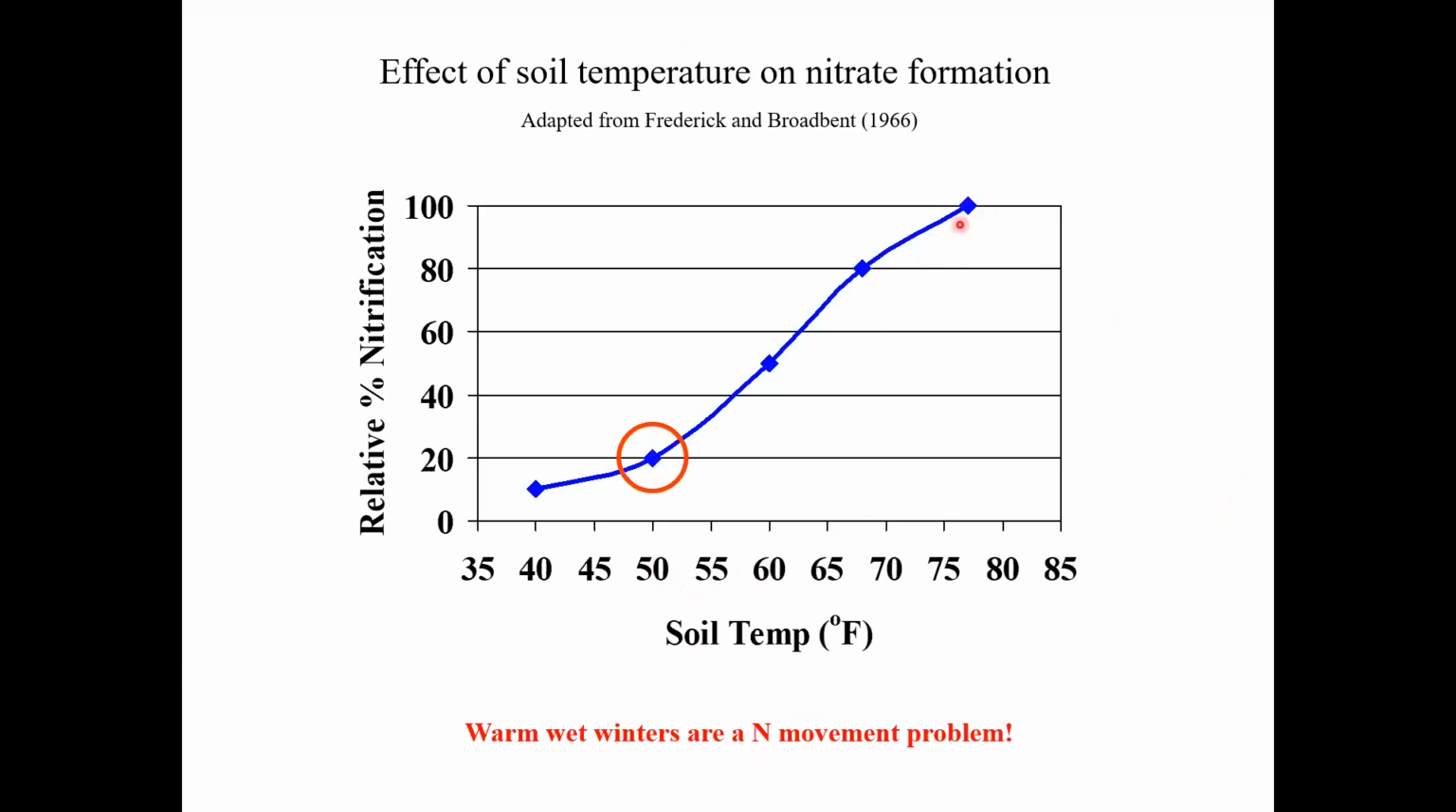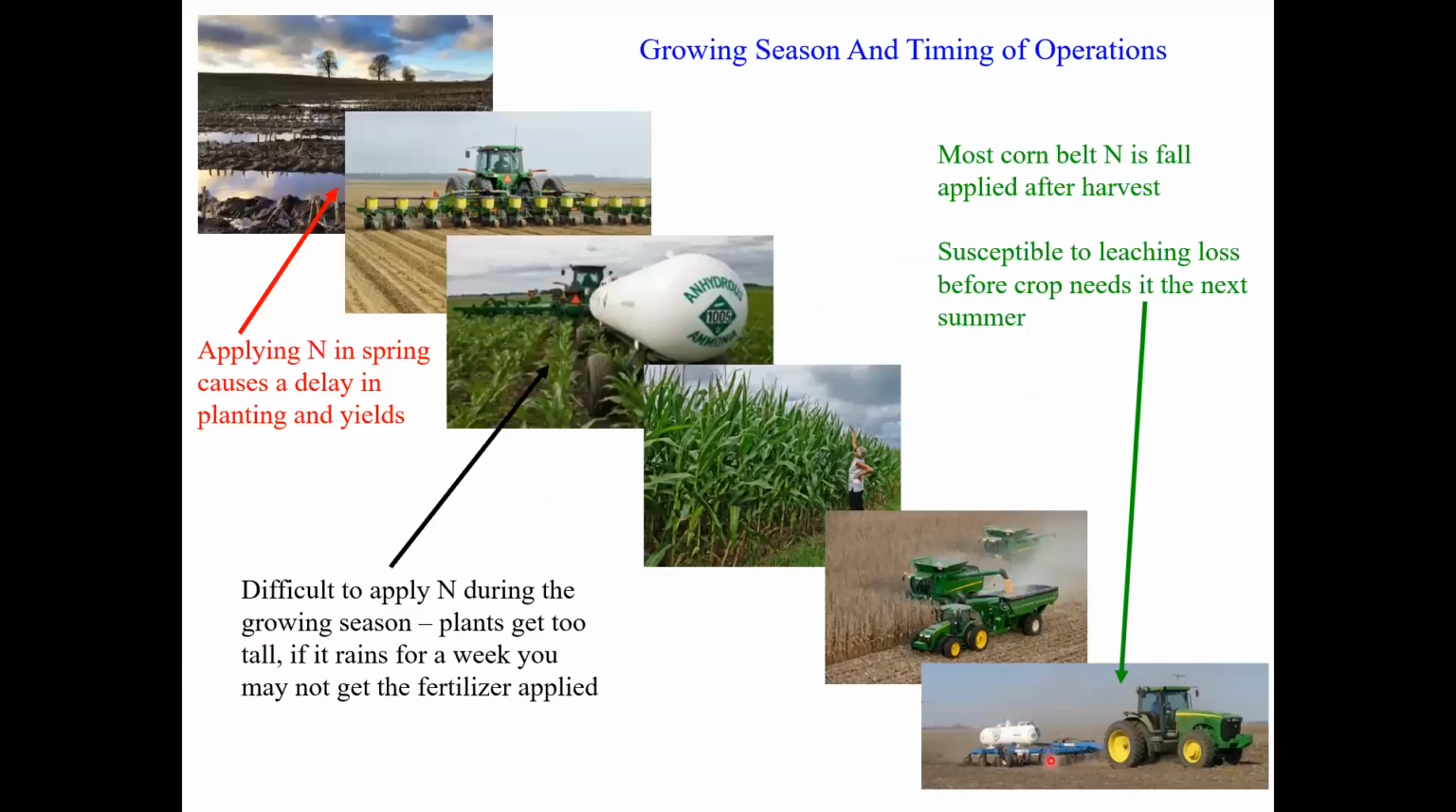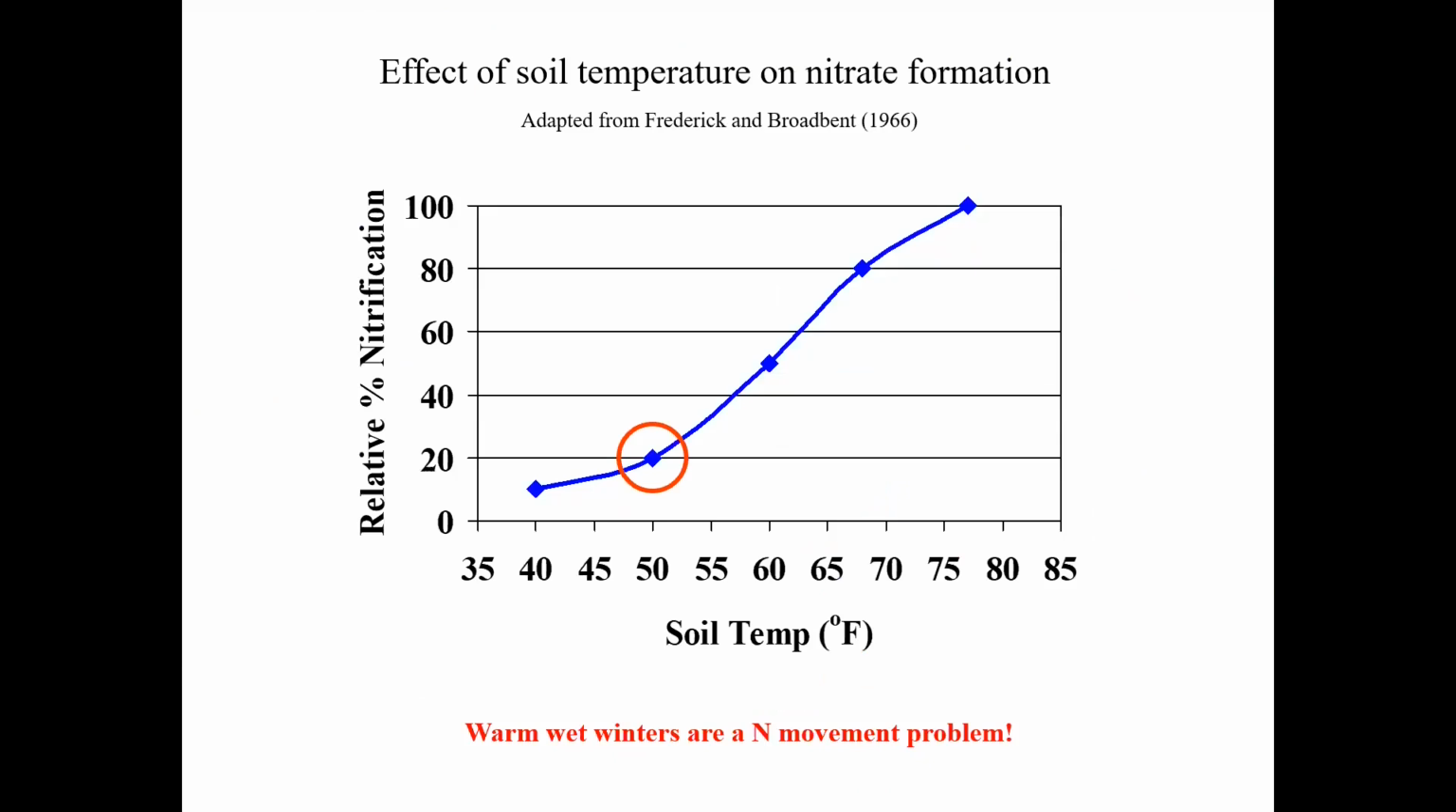So if we put nitrogen fertilizers on when it's warm, we're going to have a fast nitrification rate. It's going to get converted rapidly to nitrate. If we put it on when the soil temperatures are below 50, we're going to have a slow conversion. And once we get to about 40 degrees, the biology is really going to shut down. So if we put this fertilizer on in the fall and we get a warm, wet winter, a lot of that nitrogen is going to be converted to nitrate and it's going to be lost in the drainage tile.